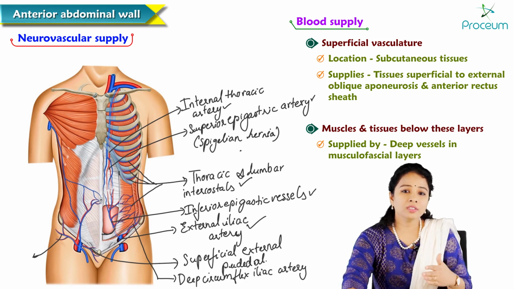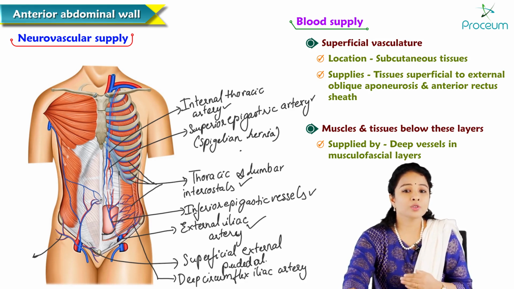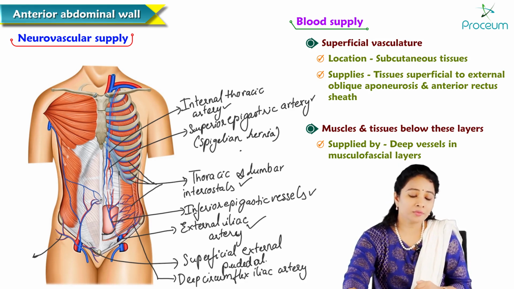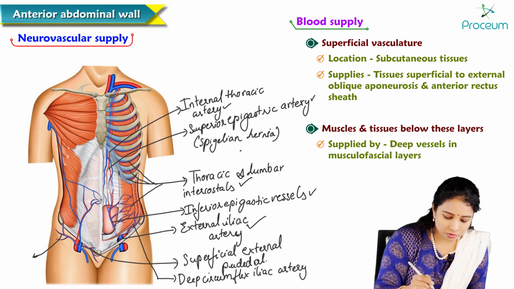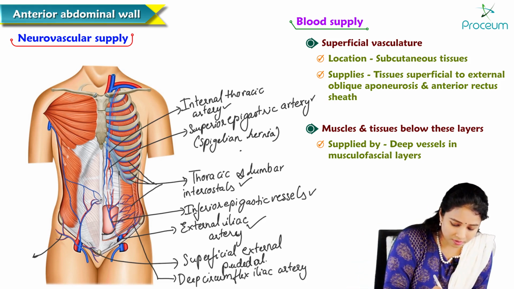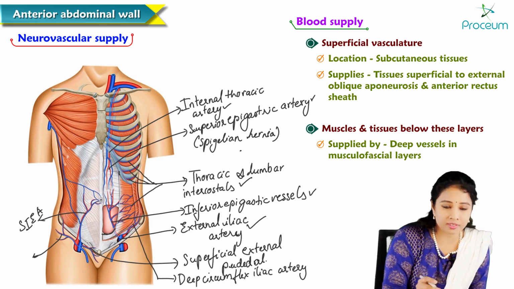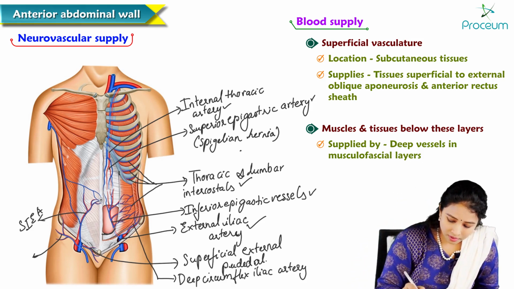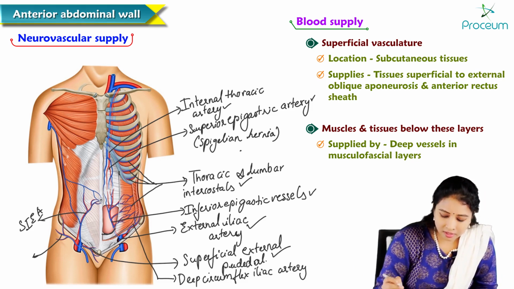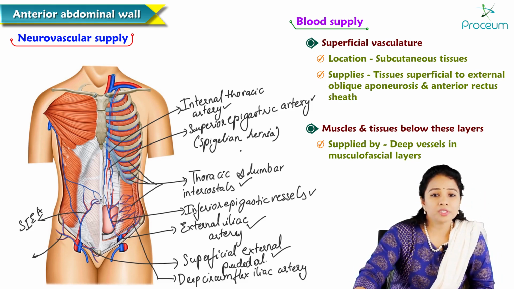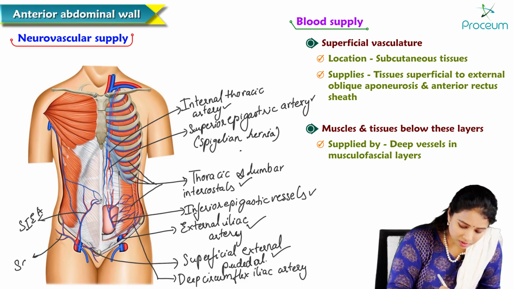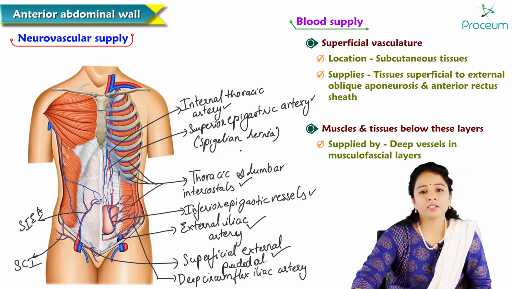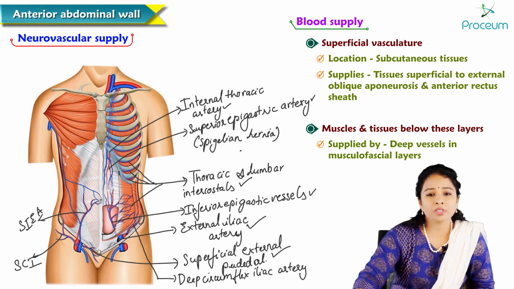And let us list out the superficial arteries. So superficial epigastric or superficial inferior epigastric artery, and superficial external pudendal. So here is the superficial external pudendal artery, superficial circumflex iliac arteries. So these are the superficial branches.